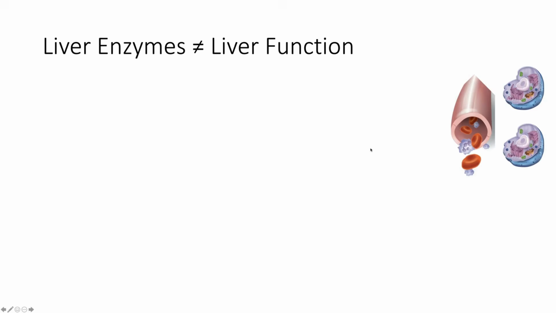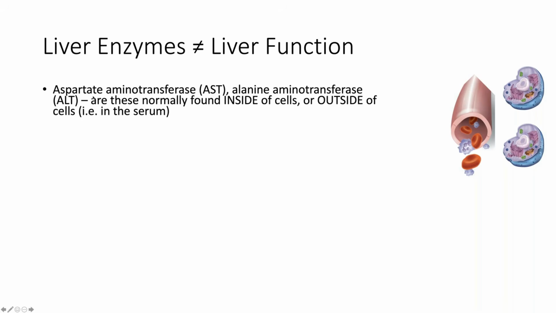So AST, aspartate aminotransferase, and alanine aminotransferase: are these normally found inside of cells or outside of cells? In other words, are they normally found in your serum or inside of some cells? I think they're typically confined to the liver. They're a little bit more broad than that. I think AST is in muscle cells in general, and ALT is found in some other things. But generally they should only be inside of cells. So AST and ALT are supposed to be in liver cells, normally found only inside of cells, not in the bloodstream, and only in very small amounts in the bloodstream.